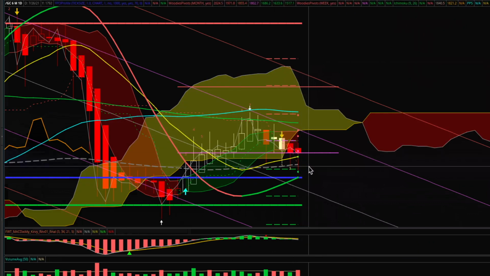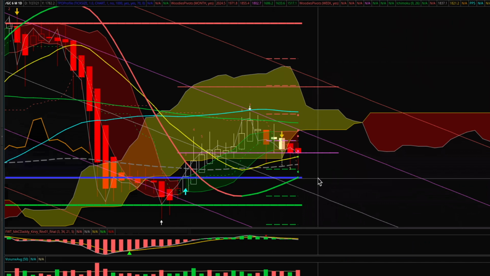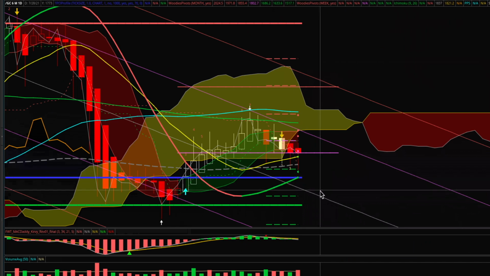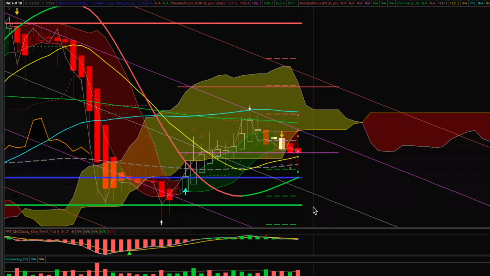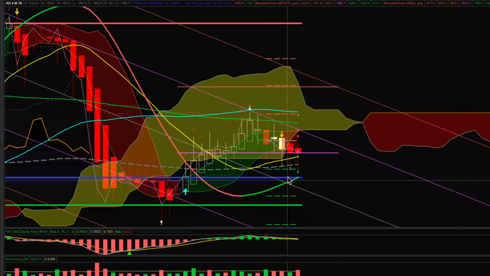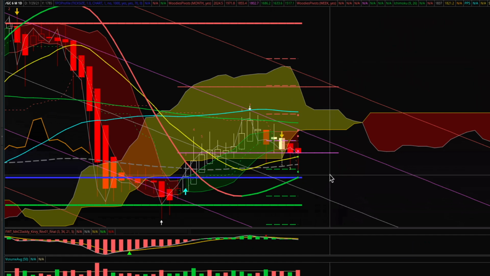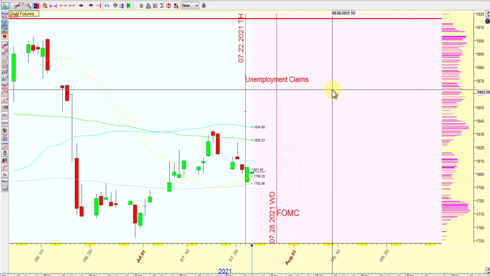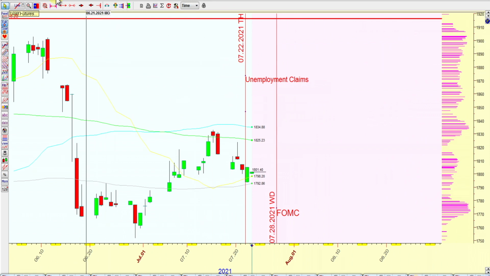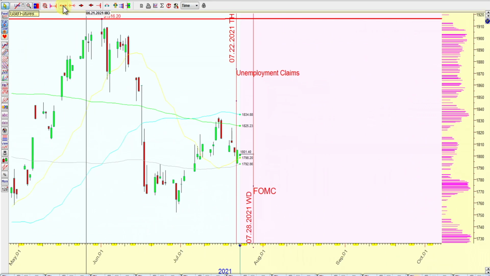So FOMC coming up this week. If we could hold 1782, or if it gets really wild, since the price action is still on the weekly, and we hit 1760 into FOMC, after FOMC, and price action starts going up, I think I'm going to go for the long there and see what happens. So that's my view. That's my game plan with all the stuff I showed you.